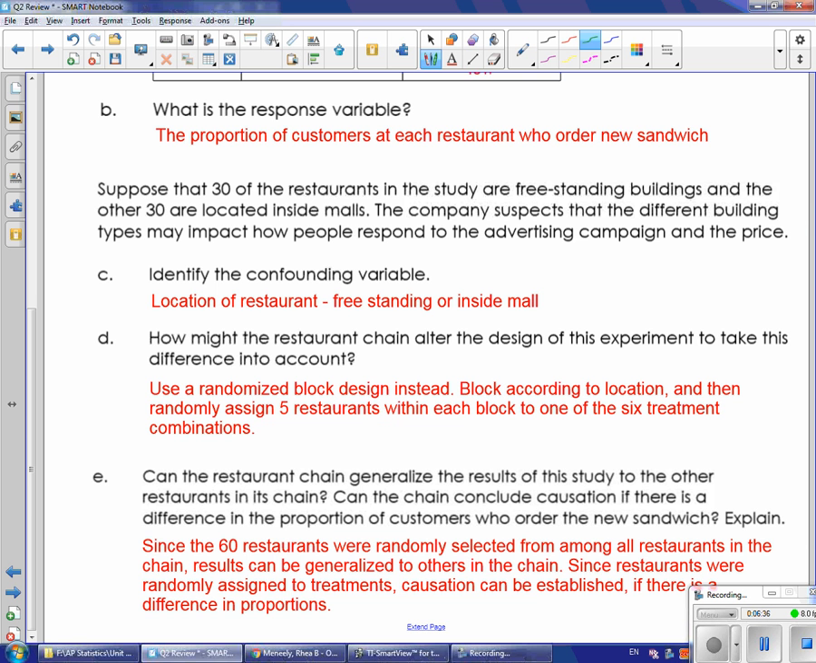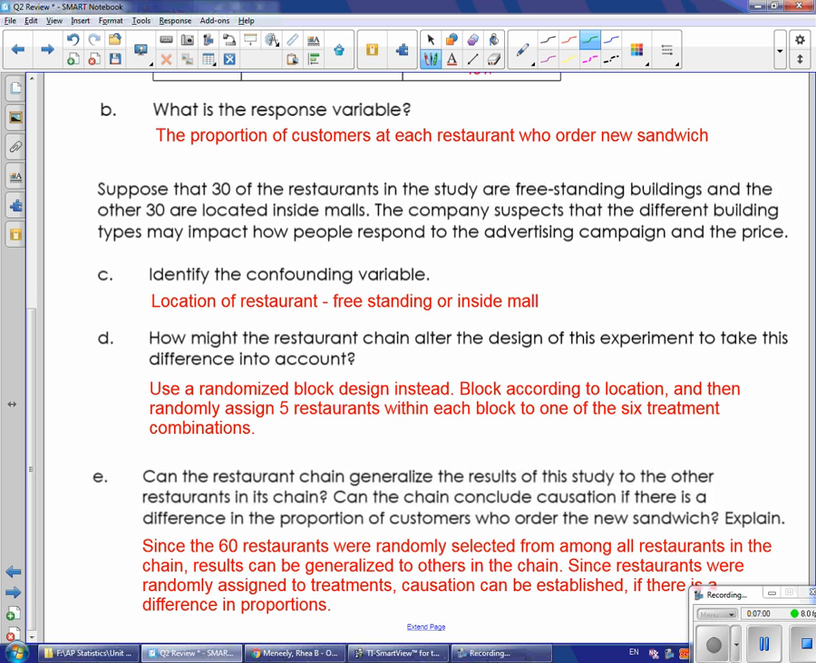Because we anticipate that people will respond differently, this is an opportunity to use blocking in our experimental design. So we only block when we anticipate that there's going to be a difference in those responses. So using a randomized block design is going to be more appropriate. We block according to the location, so there's no randomness there. Either the restaurant's inside a mall or it's freestanding.